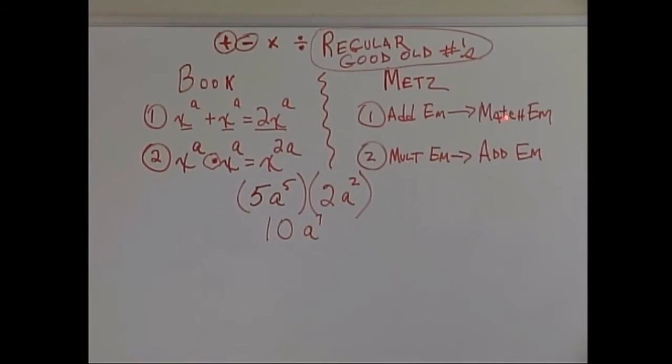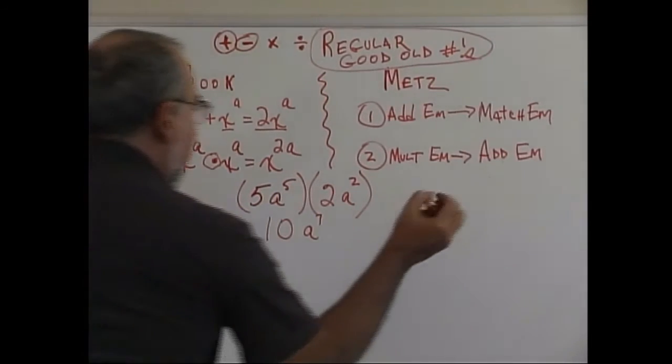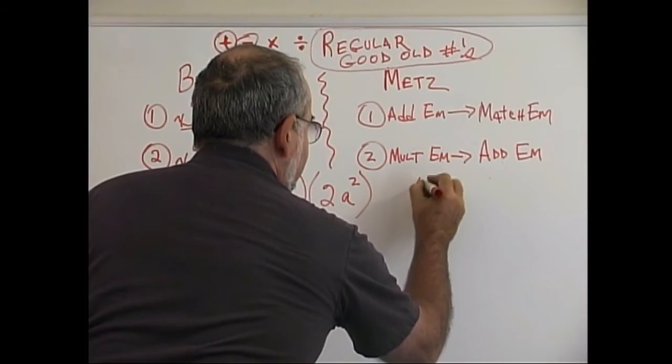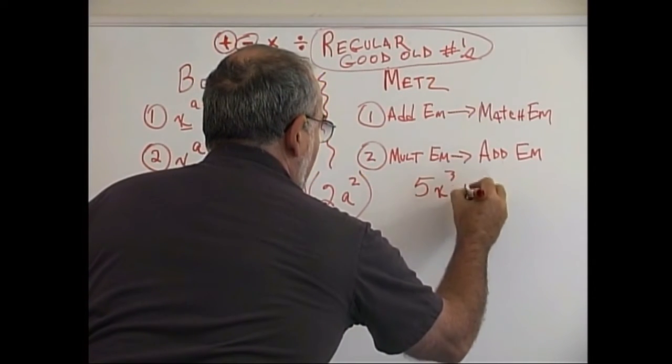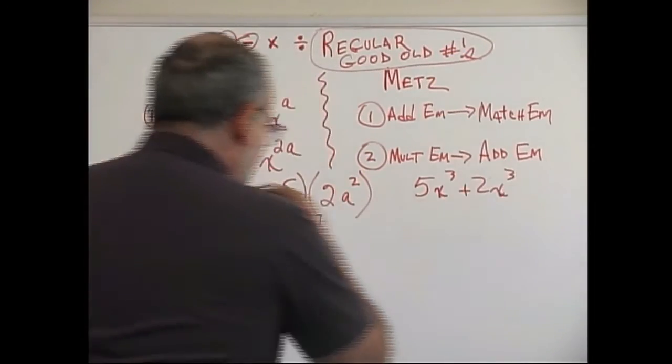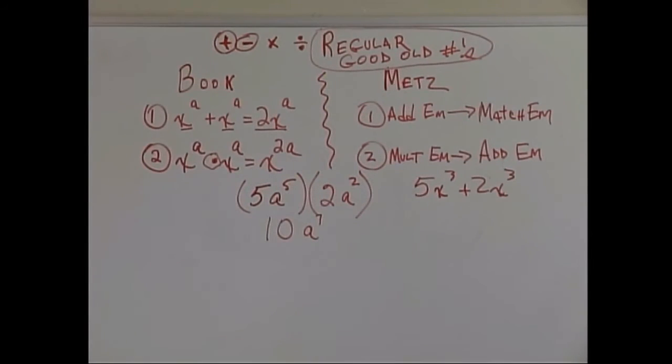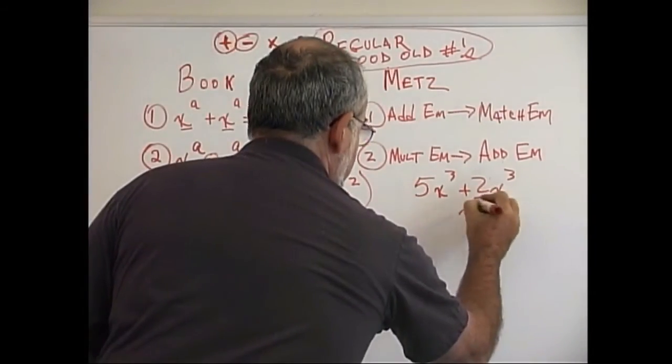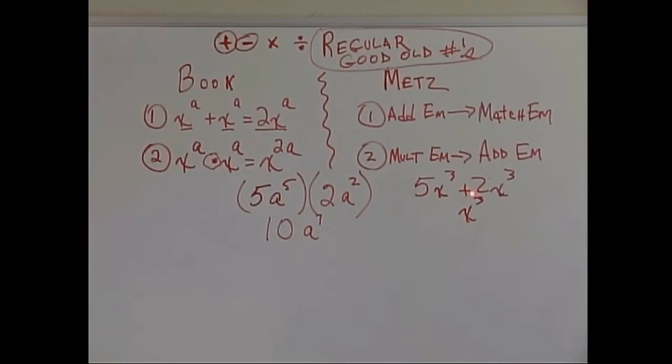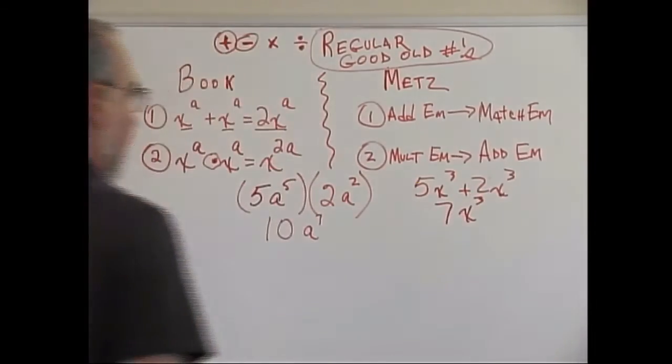What are the rules so far? To add them, you don't add, you match them. How do you add regular good old numbers? So let's do a problem where we're adding. So let's suppose I got 5x to the third plus 2x to the third. Now, can we add this up? Yeah, because the exponents match. Now, when the exponents match, how do you add them? Is this 3 and 3, 6? Heck no. They match, so x to the third and x to the third gives you x to the third. So to add the 3 and 3, we got 3, because the exponents you match. But the 5 and 2 are regular good old numbers, so when you put them together, you get 7.